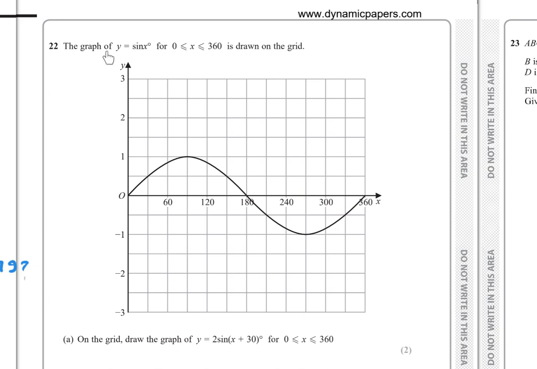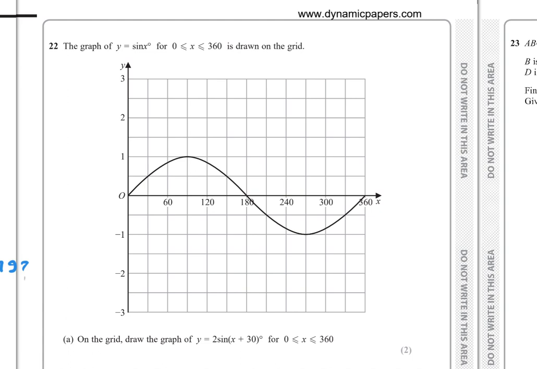22. The graph of y equals sine x is drawn on the grid. A. On the grid, draw the graph of y equals 2 sine (x plus 30) from 0 to 360. For 2 sine (x plus 30), we have a vertical stretch by scale factor 2, and we have a translation 30 degrees to the left, because plus 30, so move 30 to the left.